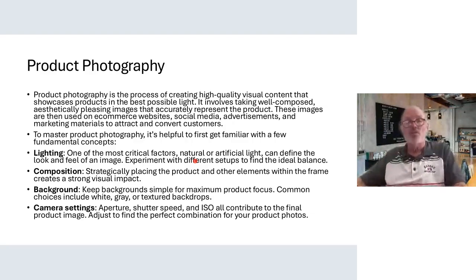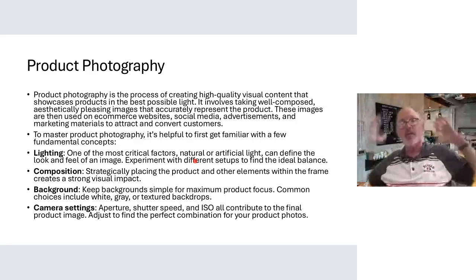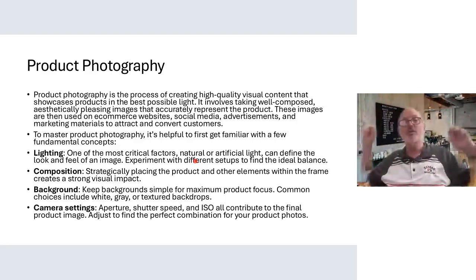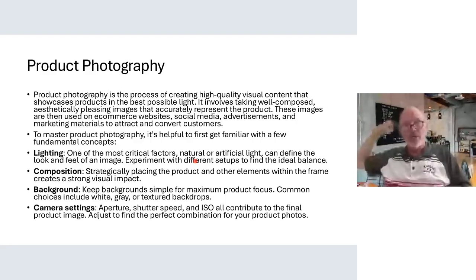So just saying. The backgrounds, simple, common choices, white, gray, or textured backdrops can highlight the product. Just like a digital background, like I have right here, makes me look like I'm in a deli or something. It highlights the product, and it highlights what you're trying to do. Camera settings, aperture, shutter speed, ISO, all contribute to the final product image.